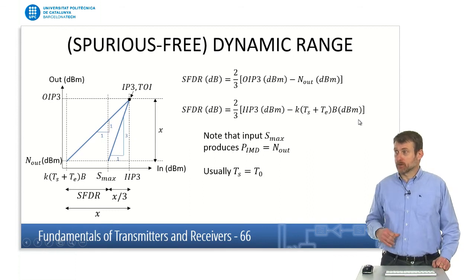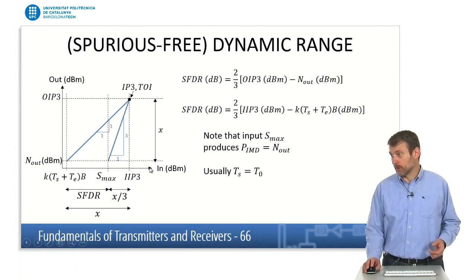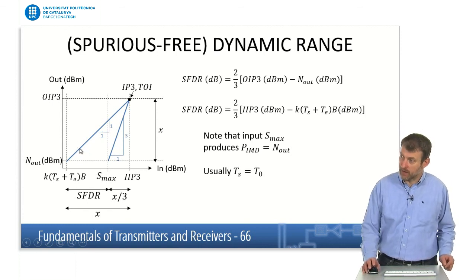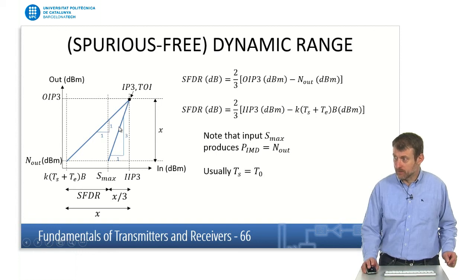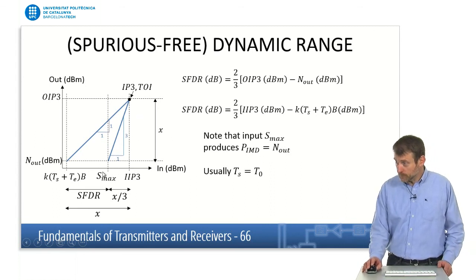The other possible definition of dynamic range is called the spurious free dynamic range, and this is graphically shown in this graph. This graph again plots the input power in dBm and the output power in dBm. And in this graph, I have plotted the lines that define the third order intercept. Now, the spurious free dynamic range would be defined as shown in this figure.